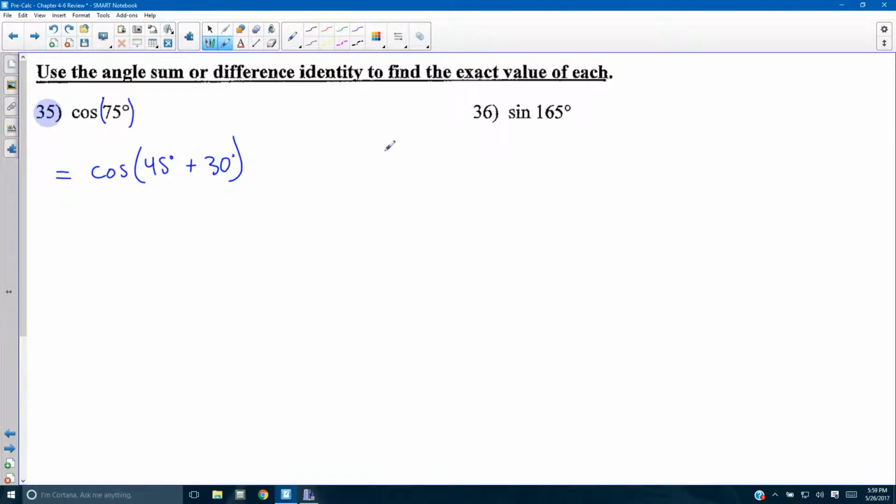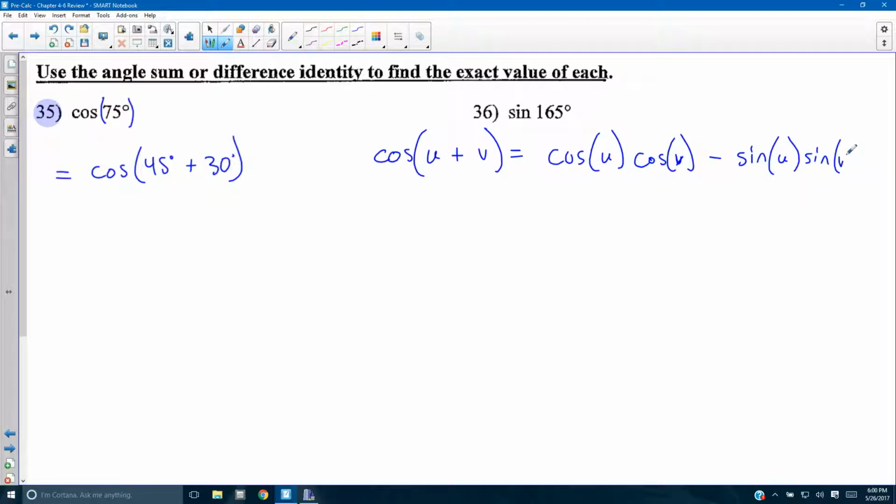Unfortunately, when you take the cosine of two different angles, I'll call them u and v, as you would probably see in your textbook, it's cosine, cosine, sine, sine: cosine u times cosine v, and then a minus. If this is plus, for cosine it's actually minus here: minus sine u sine v. So in this particular case, as I substitute these in, that'd be cosine of 45 times cosine of 30 minus sine of 45 times sine of 30.